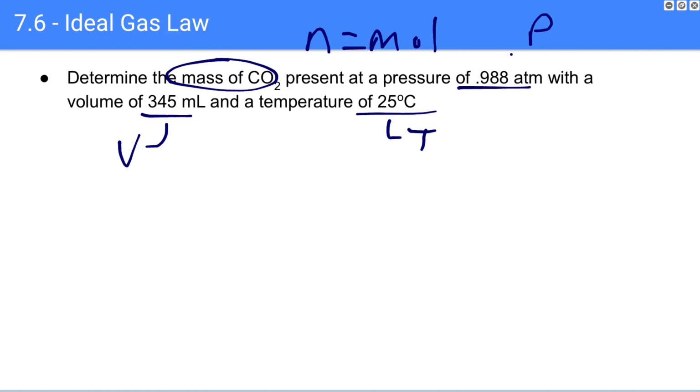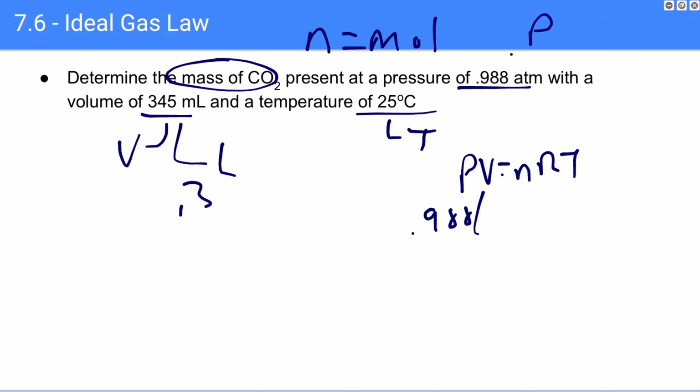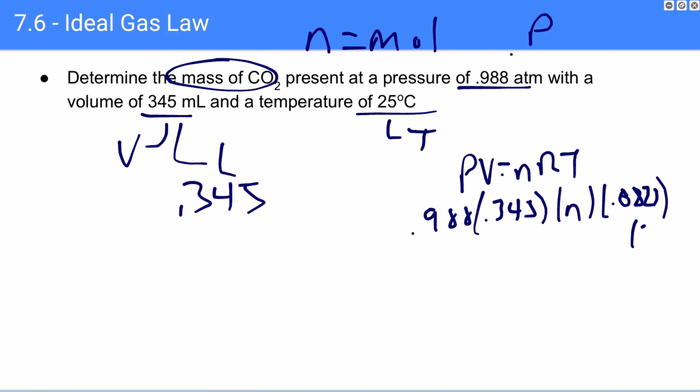So we're going to use the same formula here. PV equals nRT. Our pressure is 0.988. Our volume is 345 milliliters. That needs to get converted to liters, which is 0.345. N is our unknown. Our R, same as always, 0.0821. And our temperature, leave a lot of room here, my own bad, 298 Kelvin.